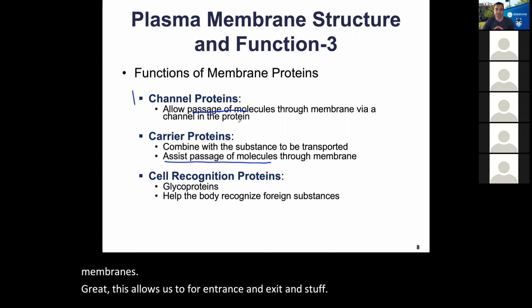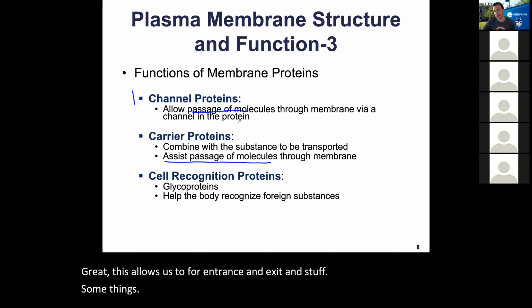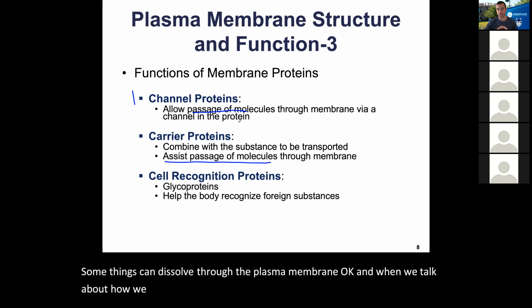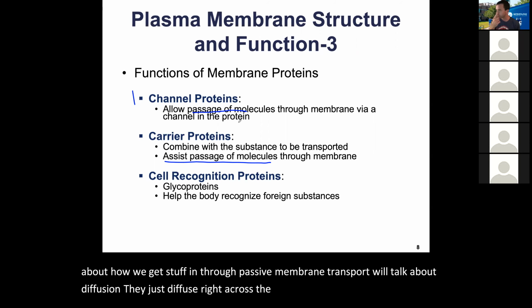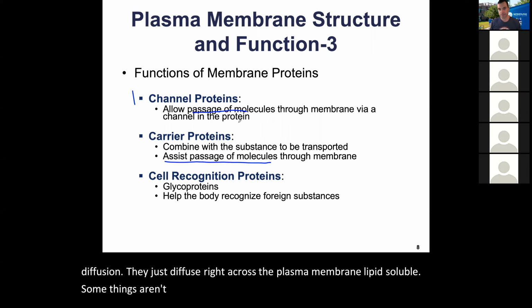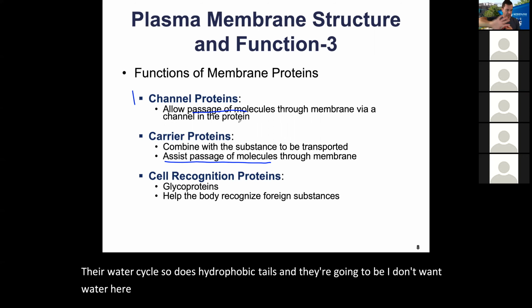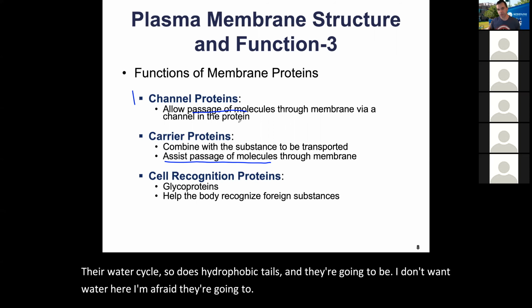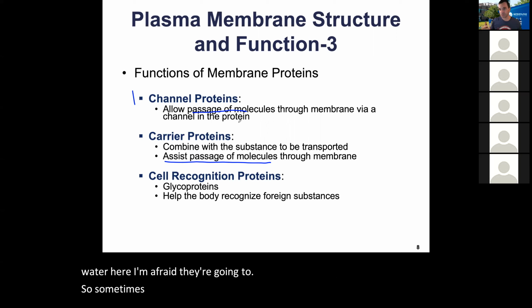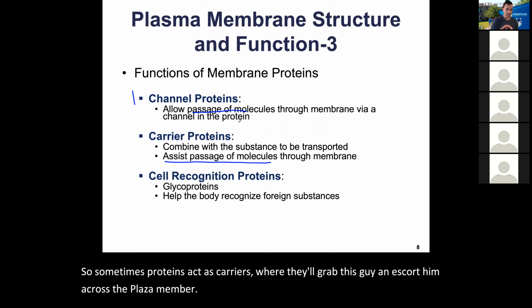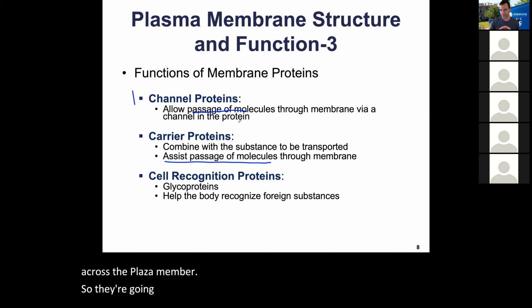Some things can dissolve through the plasma membrane, okay? And when we talk about how we get stuff in through passive membrane transport, we'll talk about diffusion. They just diffuse right across the plasma membrane. They're lipid soluble. Some things aren't lipid soluble, okay? They're water soluble. So those hydrophobic tails, they're going to be, I don't want water here, I'm afraid. They're going to repel it, okay? So sometimes proteins act as carriers where they'll grab this guy and escort him across the plasma membrane. So they're going to assist, and we'll talk about that in active and passive transport.